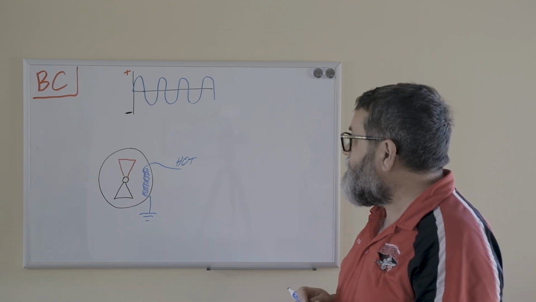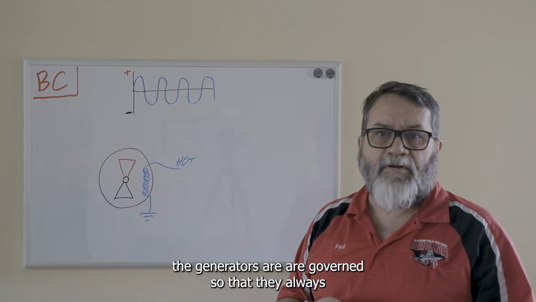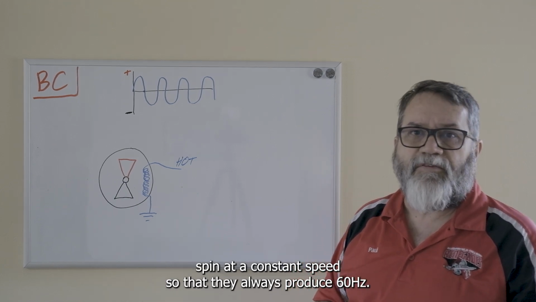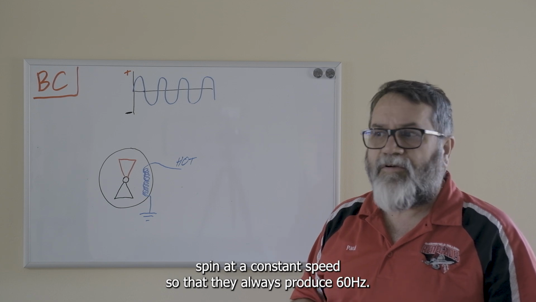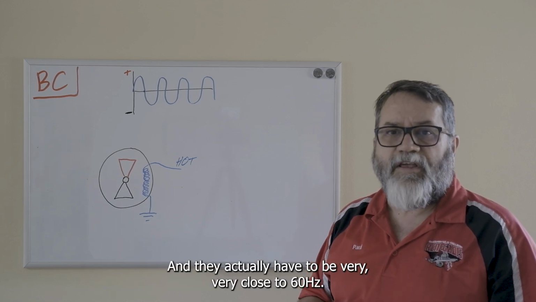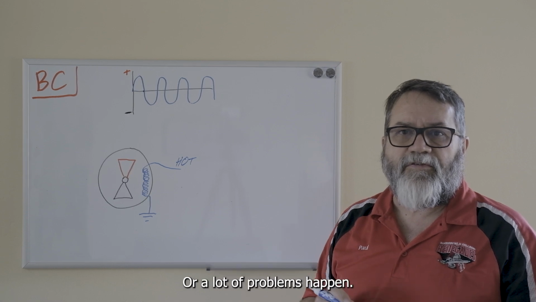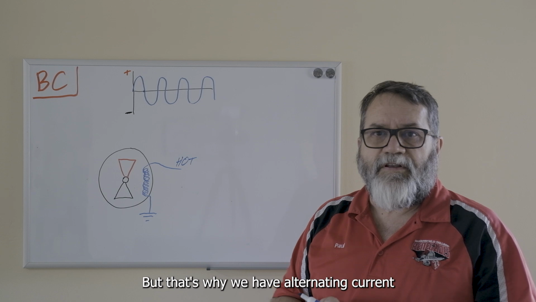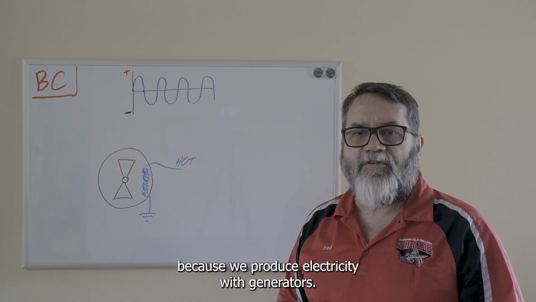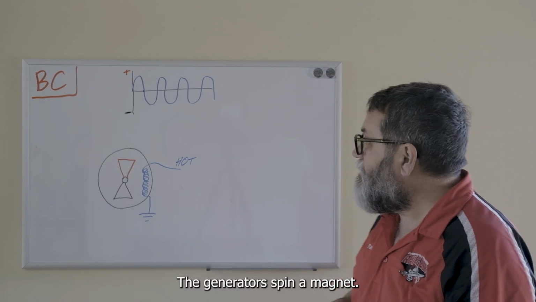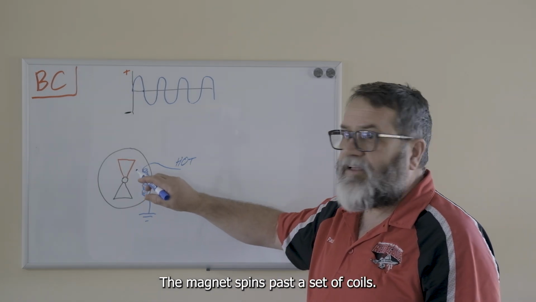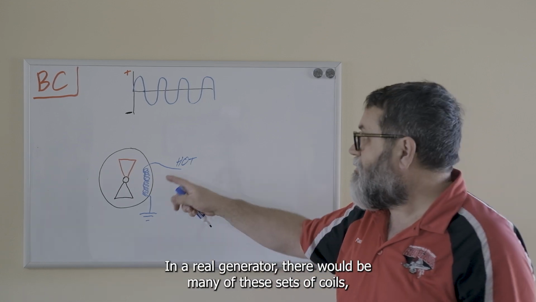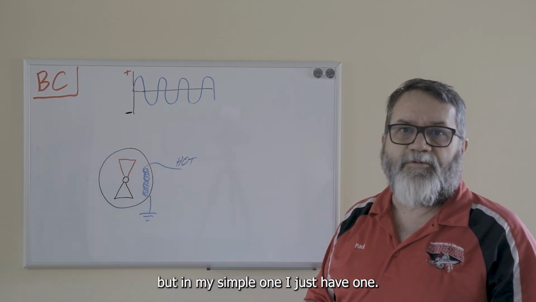And the generators are governed so that they always spin at a constant speed, so that they always produce 60 hertz. And they actually have to be very, very close to 60 hertz or a lot of problems happen. But that's why we have alternating current, because we produce electricity with generators. The generators spin a magnet. The magnet spins past a set of coils. In a real generator, there'd be many of these sets of coils, but in my simple one, I just have one.